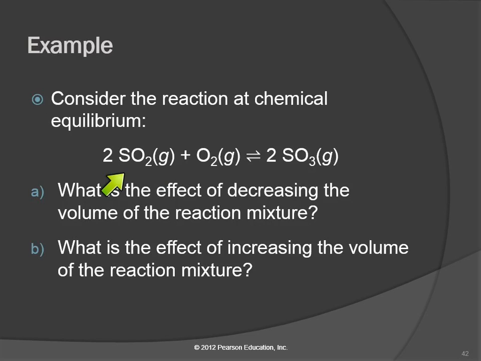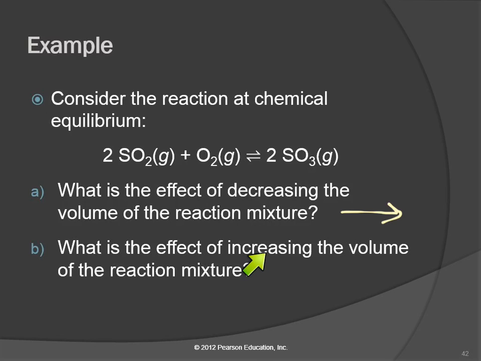So this side has 3 moles of gas. This side has 2 moles of gas. If it goes to the right, if it shifts to the right, it can reduce the pressure. Does that make sense?